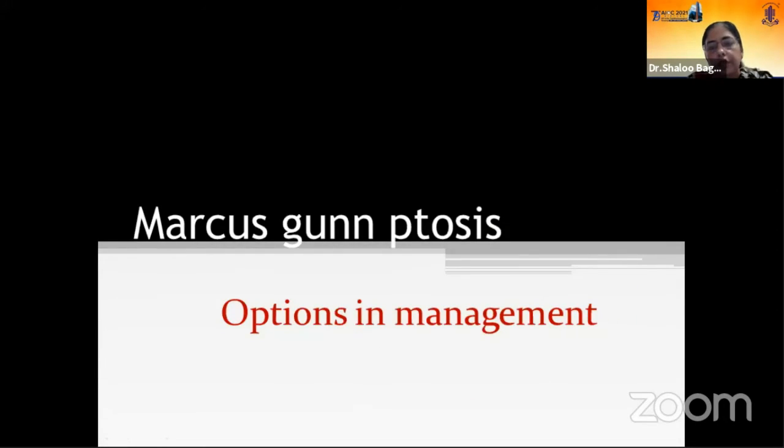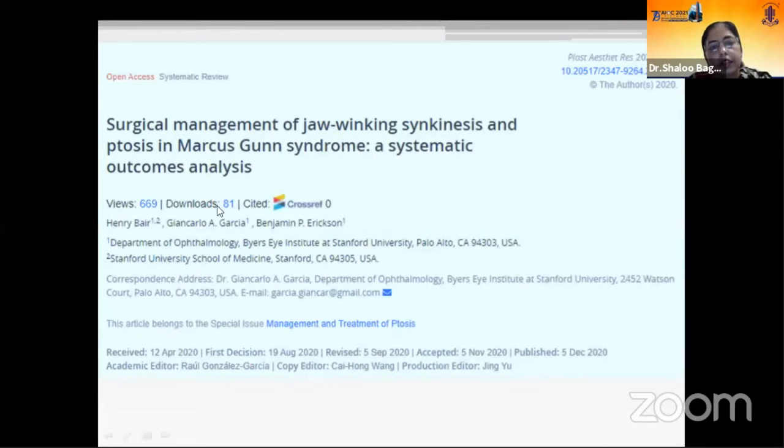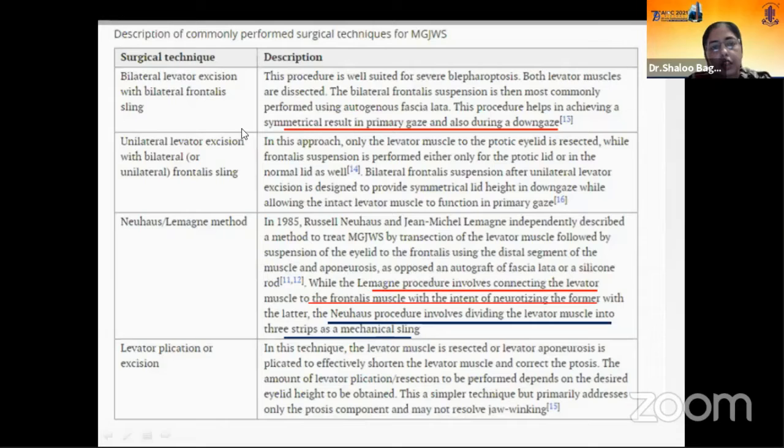So what are the options available to us? This is a systematic review article which has just recently come up and analyzed the commonly performed procedures and their outcome. The surgical procedures which are commonly performed are bilateral levator excision with bilateral frontalis sling, unilateral levator excision with bilateral or unilateral sling. Nuhan's method has used levator muscle as a sling material, or Lehne method has combined the levator with frontalis with the intention of neurotizing this levator muscle. And levator plication or excision is mainly done for the ptosis correction.